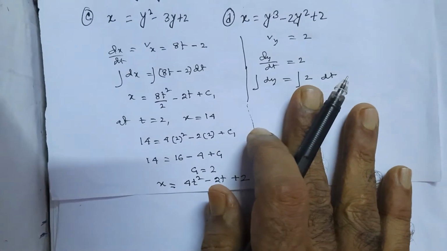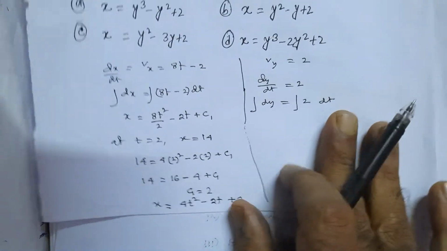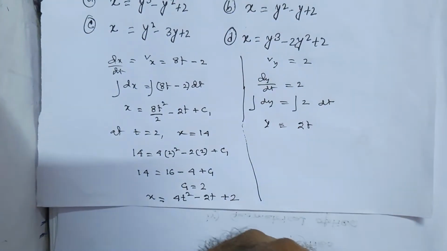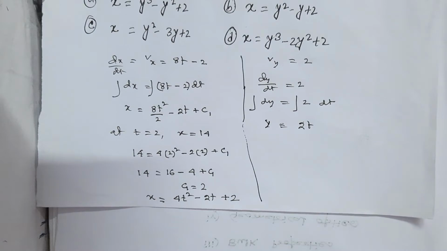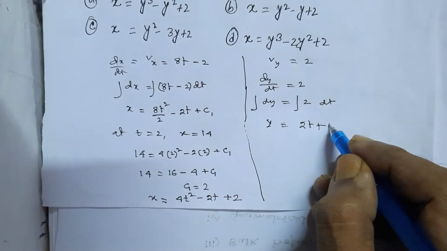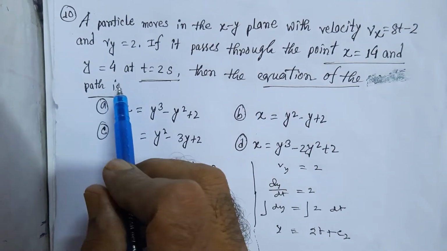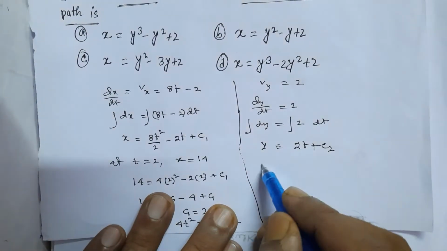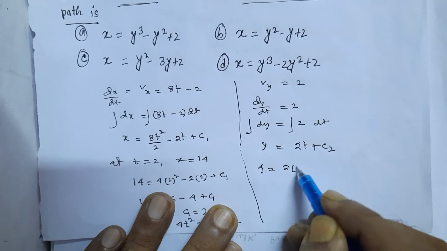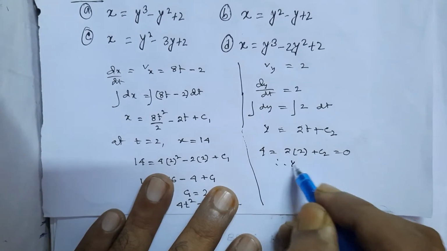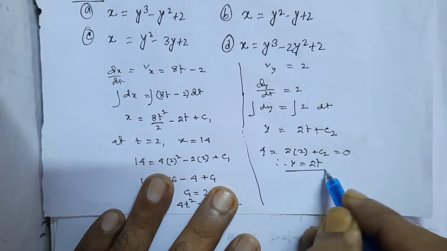Now we have to find y. Now y equals 2t plus c2. Now at t equals 2, y equals 4. So y equals 4 at t equals 2, which implies that c2 equals 0. Hence y equals 2t.